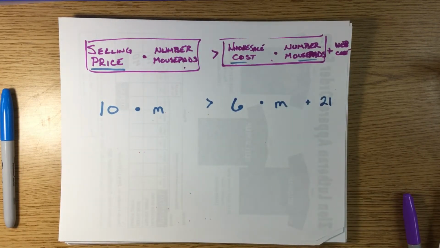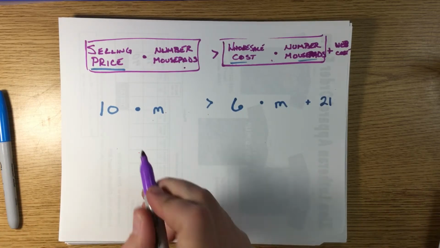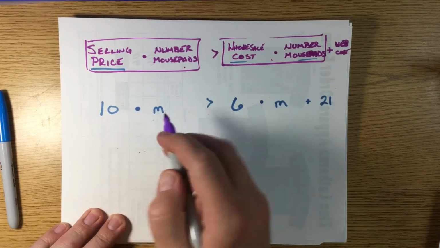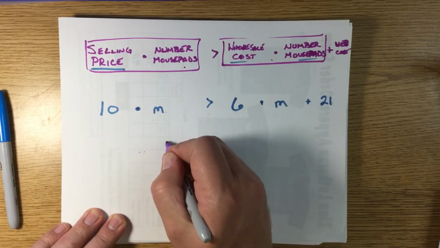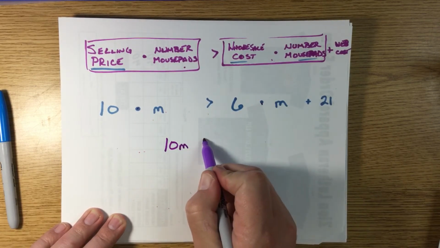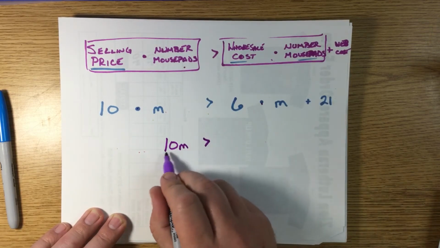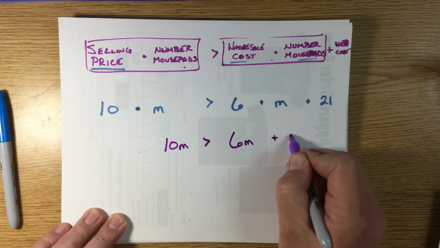So this is a good start, but I would never really work a problem with multiplication signs like this. Let's put my variables into coefficient form. So 10 times m, 10m. 6 times m is 6m, plus 21.